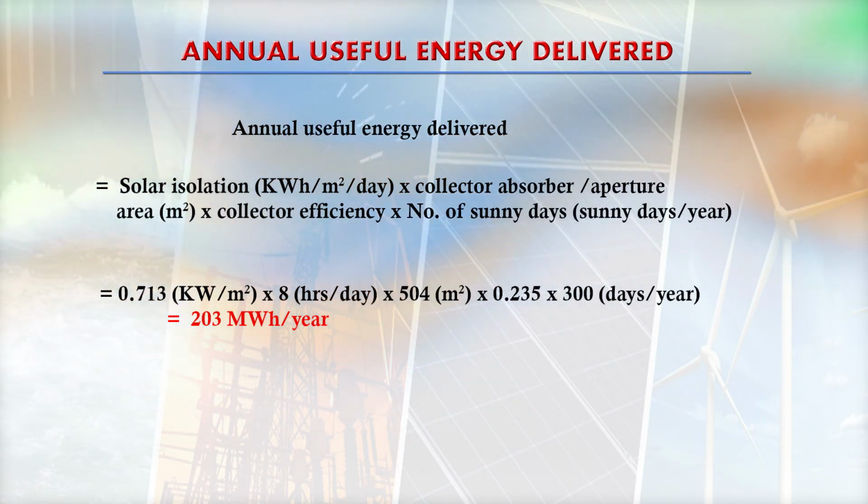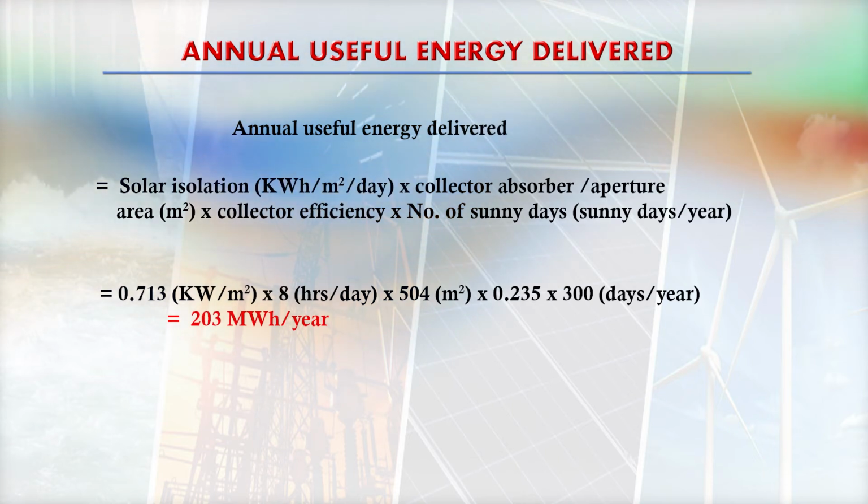Capital N is the drying hours per day. For collector area, here we have assumed 504 meter square, and efficiency we have assumed 23.5. Then we calculated the annual useful energy delivered as 203 megawatt hour per year. Here megawatt hour means 10 to the 6 watt hour per year.